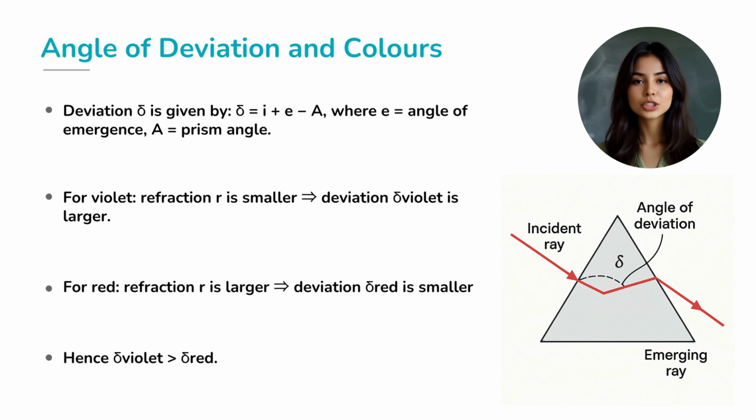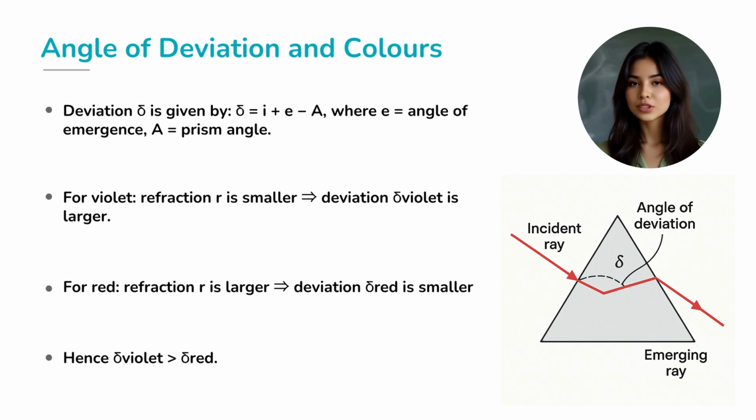Once the light emerges, the bending is visible as deviation, represented by the formula delta equals i plus e minus A, where i is the angle of incidence, e is the angle of emergence, and A is the prism angle. Since violet has a smaller refraction angle inside, its deviation delta violet turns out to be larger. Red, with a bigger refraction angle, ends up with a smaller deviation delta red. Therefore, the inequality is clear: delta violet is greater than delta red.